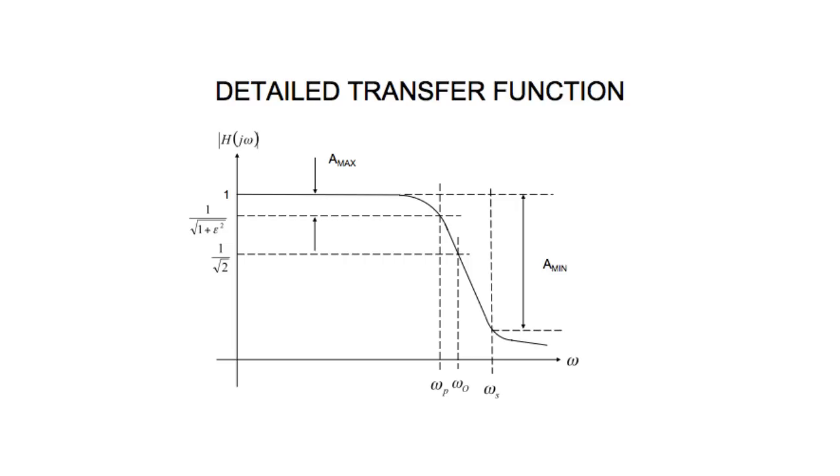Here we have the magnitude versus frequency diagram for a low-pass filter. The first frequency we approach is omega p, followed by omega s. We can also see the minimum attenuation and the maximum ripple, all of which are desired parameters.